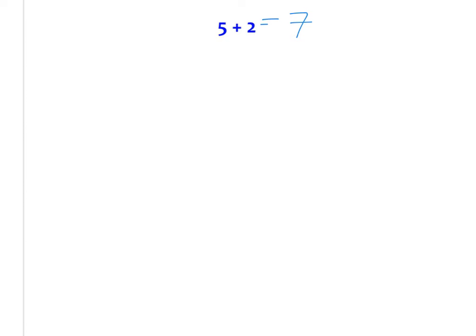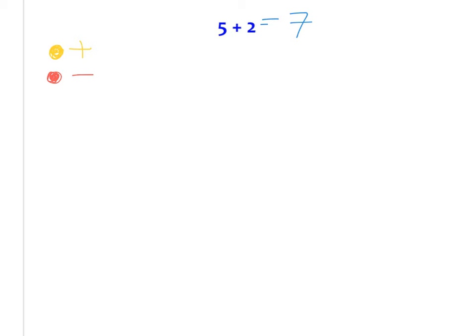There are a number of ways for us to model this particular example. So one way that I'm going to show you is using integer chips. So integer chips are these little round circles, and on one side it is yellow, and on the other side it's red. The red means it's negative, and the yellow means positive.